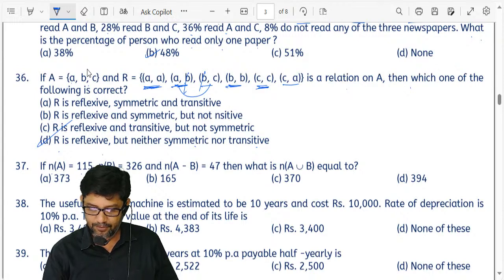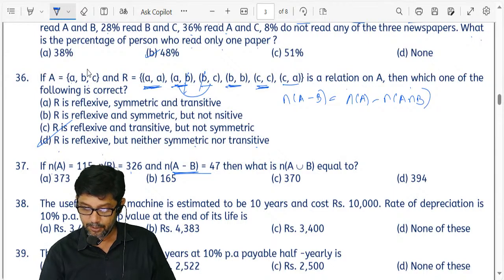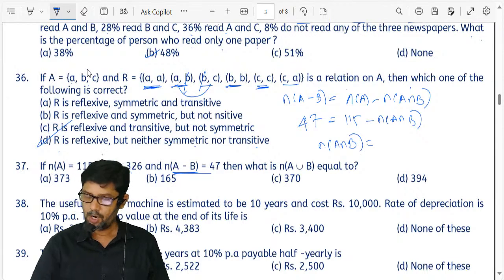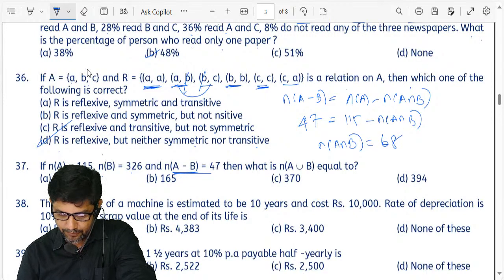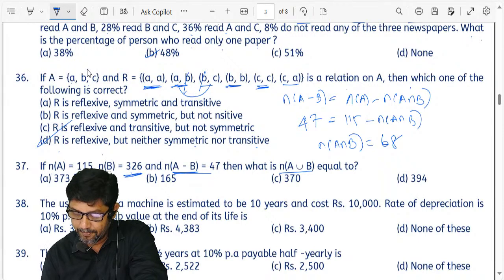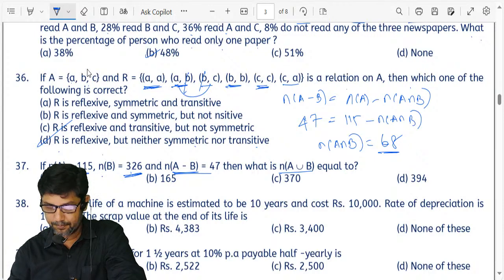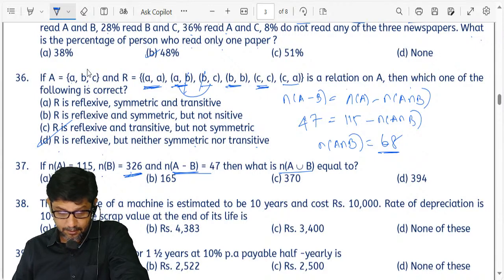Next. N of A is 115, N of B is 326, N of A minus B is 47. What is N of A minus B equal to? N of A minus N of A intersection B. Is that right? So N of A minus B, 47, is equal to 115 minus N of A intersection B. What is N of A intersection B? 115 minus 47. What is 115 minus 47? So now they ask you to find out N of A union B. N of A plus N of B minus N of A intersection B. 115 plus 326 minus 68. 373.